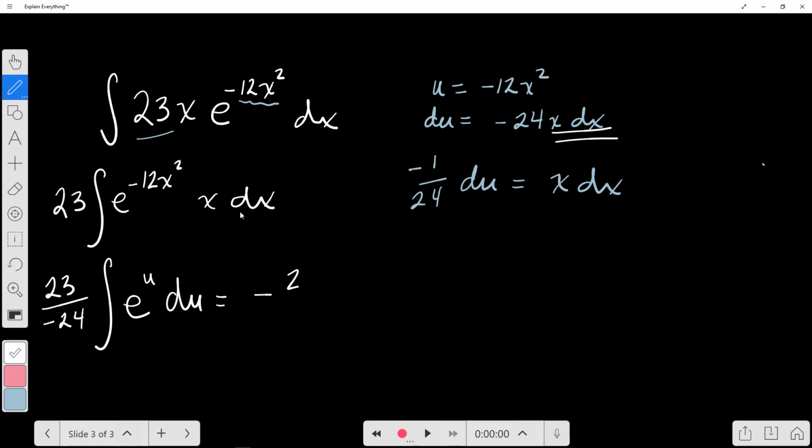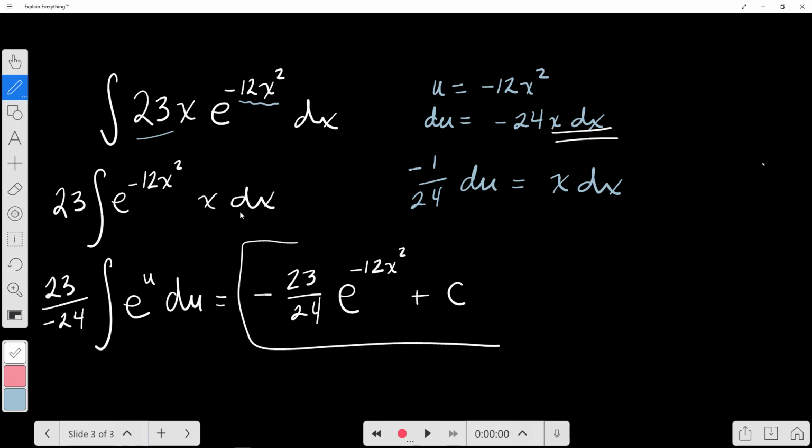So this becomes negative 23 over 24. The antiderivative of e to the u is just e to the u. And I plug back in what u equals, and I get my final answer.